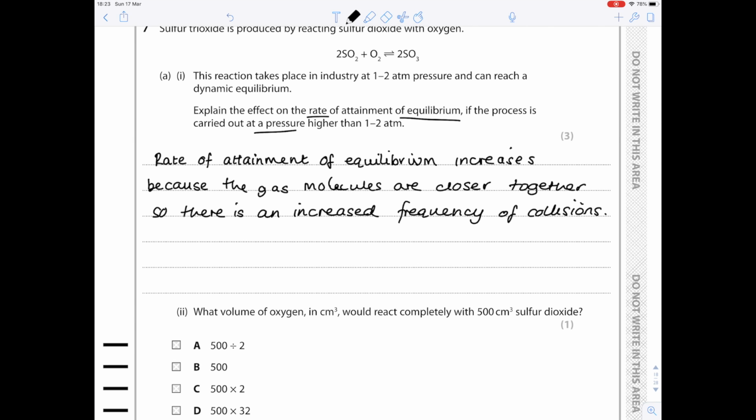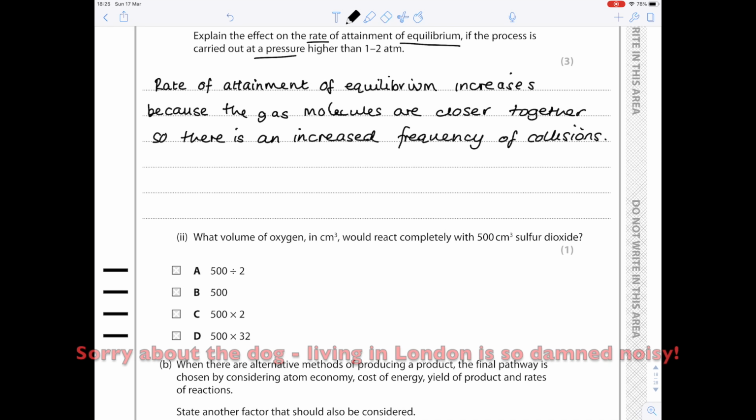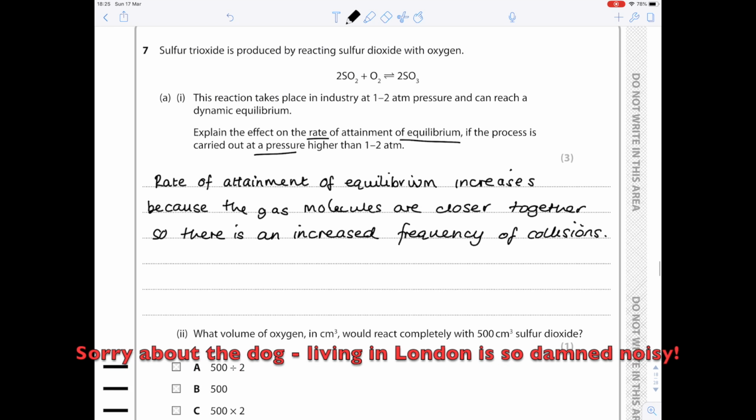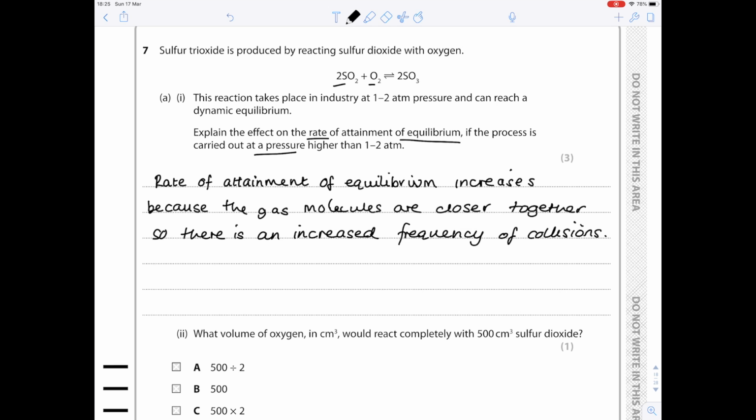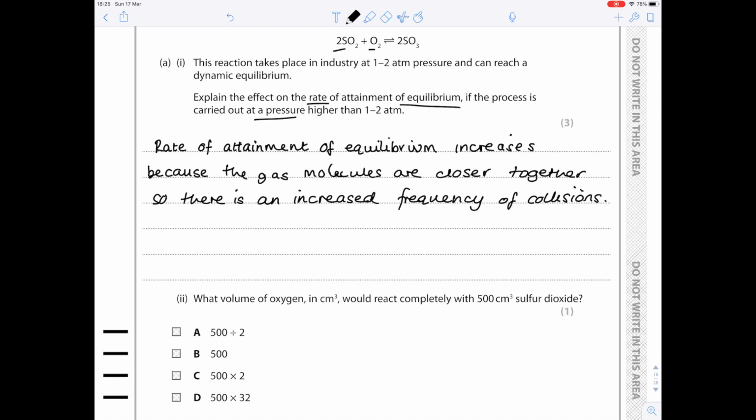What volume of oxygen in centimetres cubed would react completely with 500 centimetres cubed of sulfur dioxide? And in order to answer this question, you need to look at the mole connection. So you need to look at these large numbers here. And as you can see, 2 moles of sulfur dioxide react with only 1 mole of oxygen. So really you only need half that number, which is why the answer here is A.